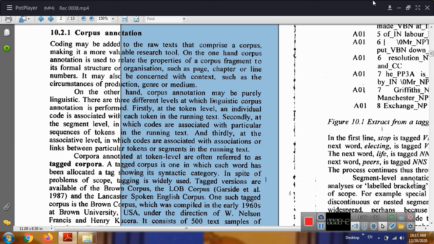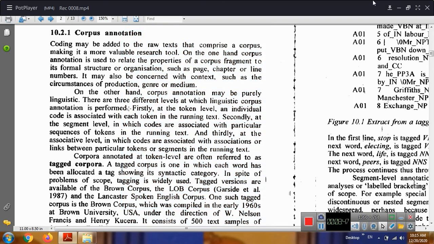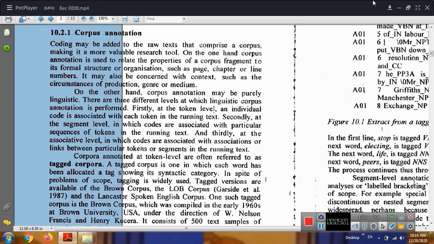There are 3 different levels at which linguistic corpus annotation is performed. You should know that we have 3 different levels in linguistic corpus annotation. Firstly, at the token level, one of the levels of annotation, an individual code is associated with each token in the running text.